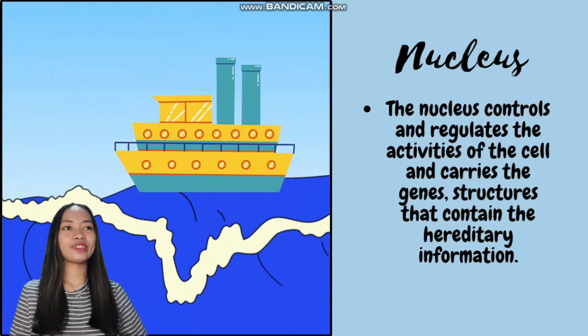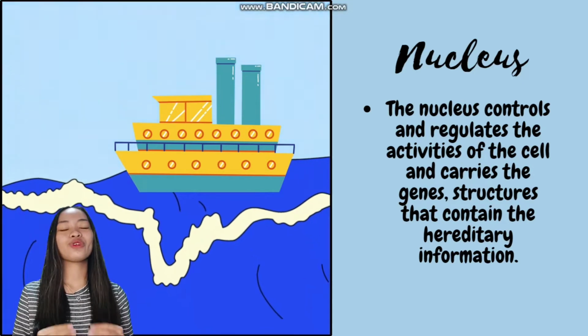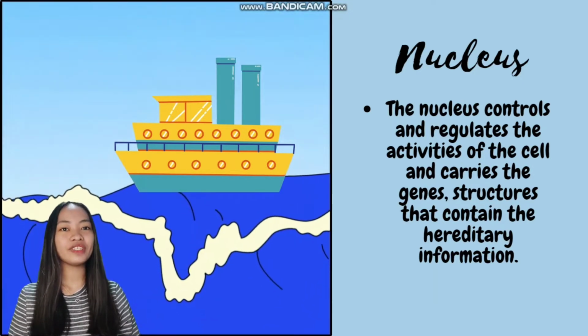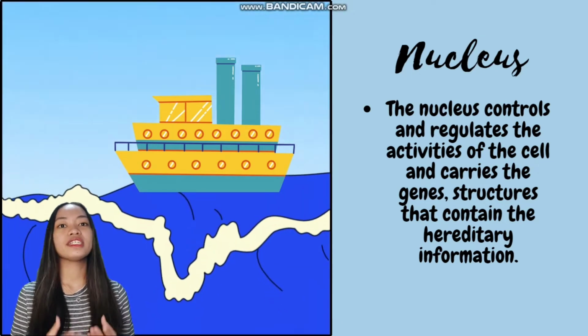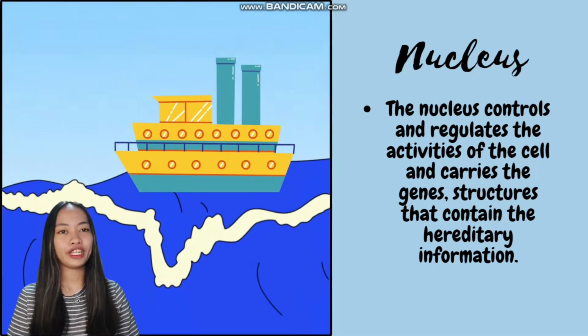So next is the nucleus. A nucleus is a dense organelle present in all eukaryote cells. The nucleus controls and regulates the activities of the cell and carries the genes, structures that contain the heredity information.